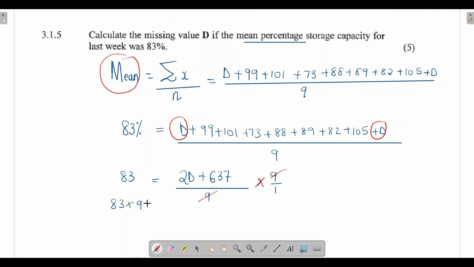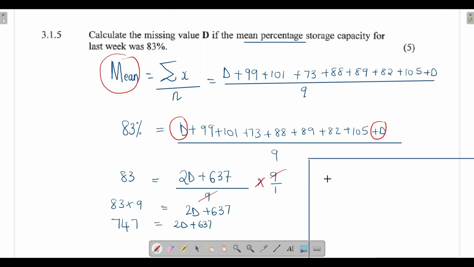9 over 1 is the same as saying 9, which is equal to 2d plus 637. Take the 637 to this other side. But before we do that, 83 times 9 is 747, which is equal to 2d plus 637. And then you're going to basically minus. So it's going to be 747 minus 637 is equal to 2d. And if you divide by 2 and you divide by 2, you'll find that your d is equal to 55%. So that is basically how we solve for our d.